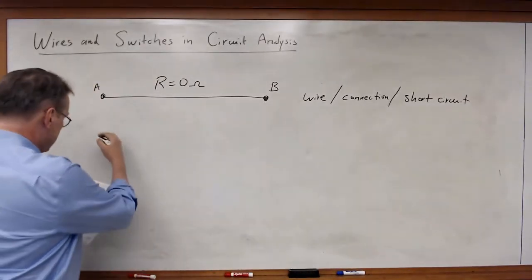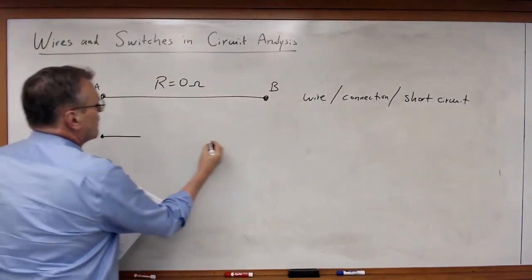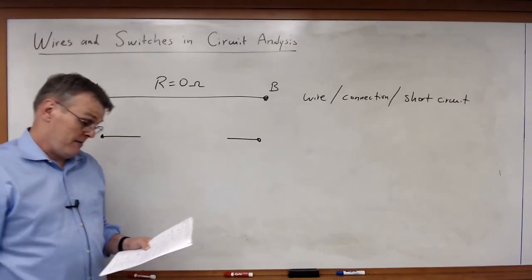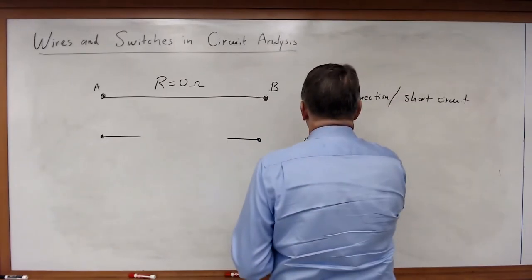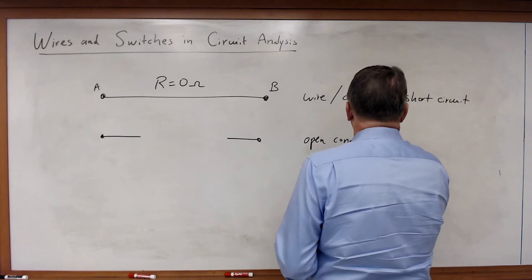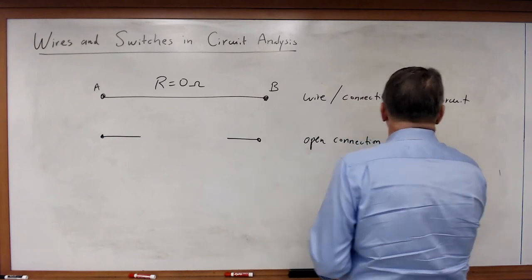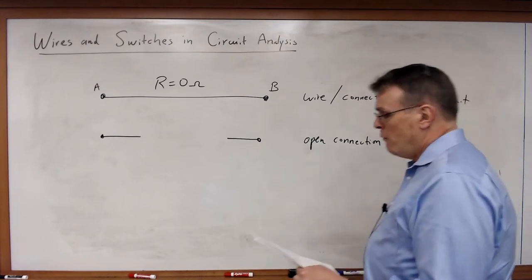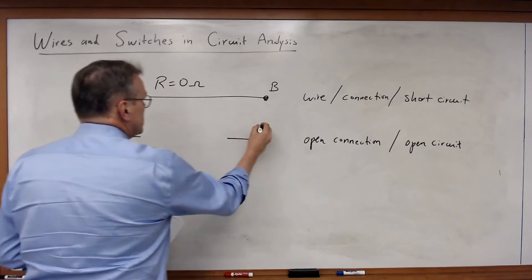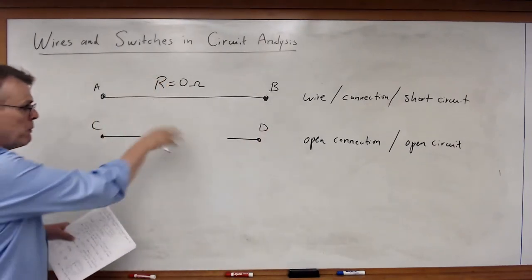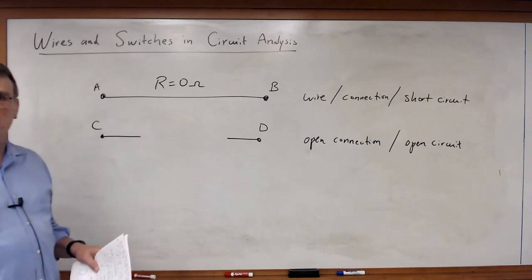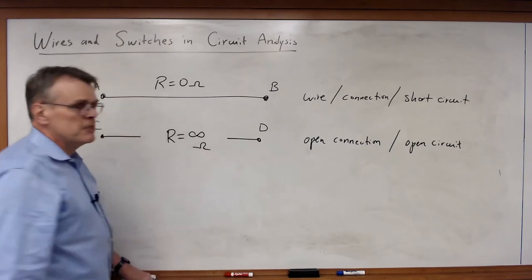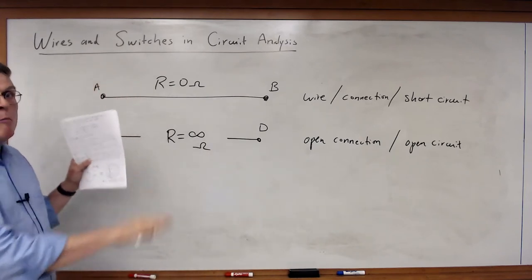Along with that, we can also take a connection between two points, and we can erase the wire. We can break the connection. And we will call this an open connection or an open circuit. So if we have two points, C and D, and there's a wire between them, and we make a break in that wire, we assume that break has infinite resistance. It is a perfect open connection.